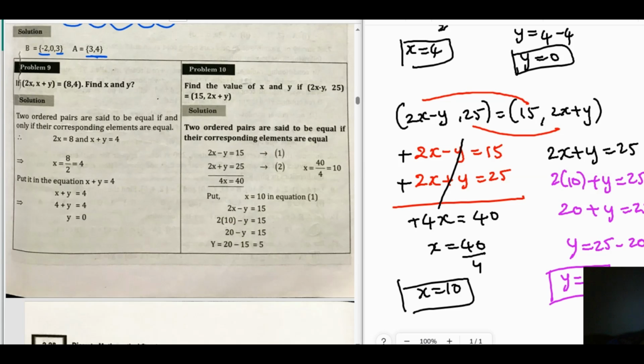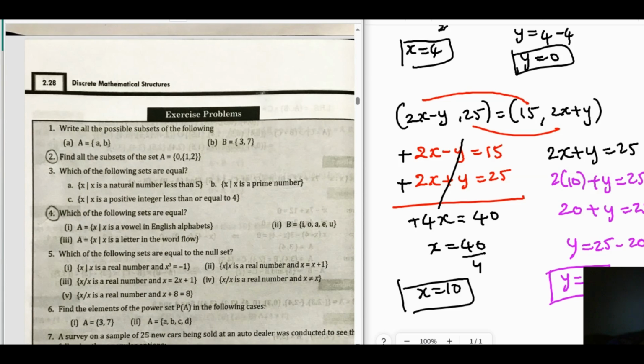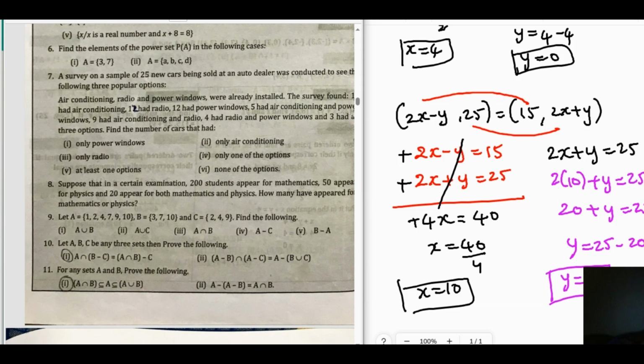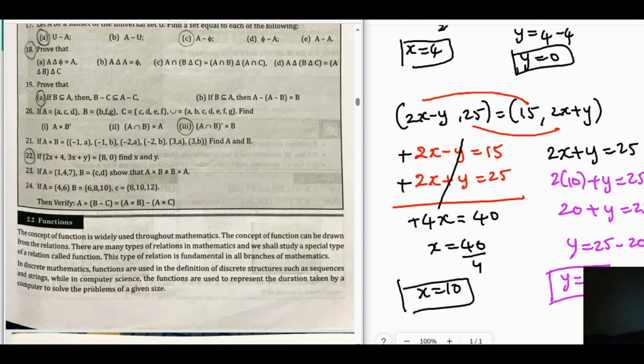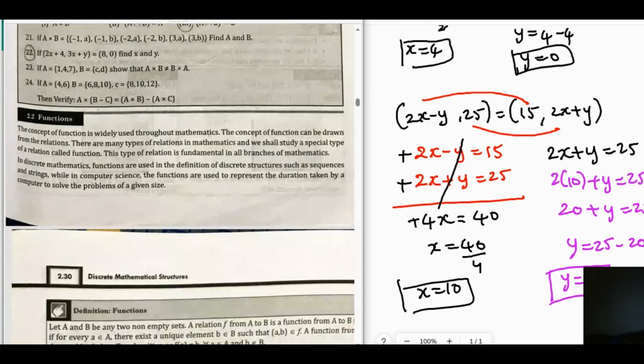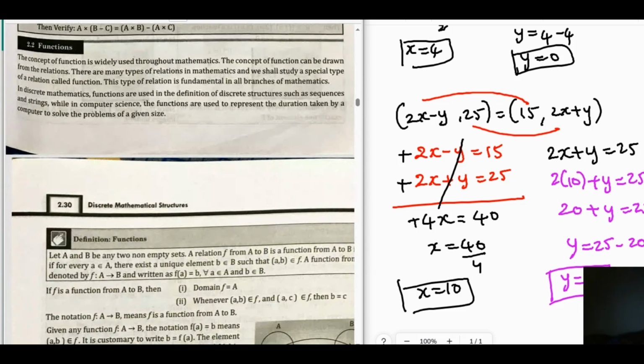So this way we will be doing all the problems. They have given some exercises, that is in page number 2.28 and 2.29. Try to solve all these problems. If you're not getting it, you can write it in the comment box. I'll solve the problems and send them to you. The next unit which we are going to discuss will be functions.